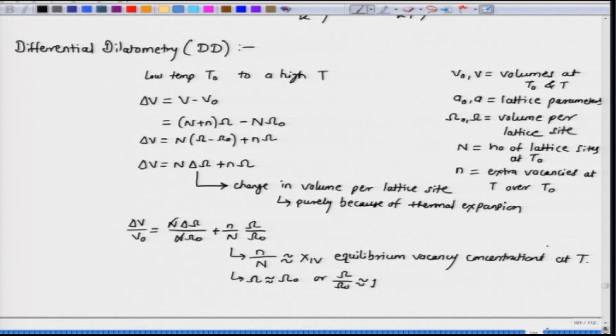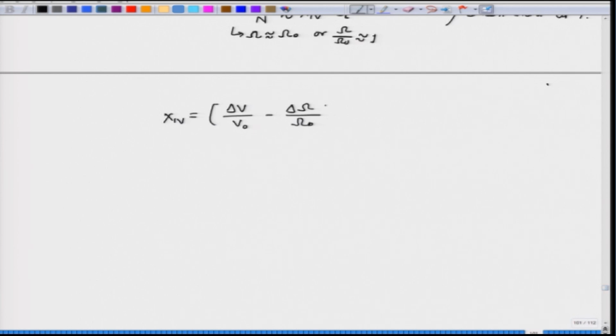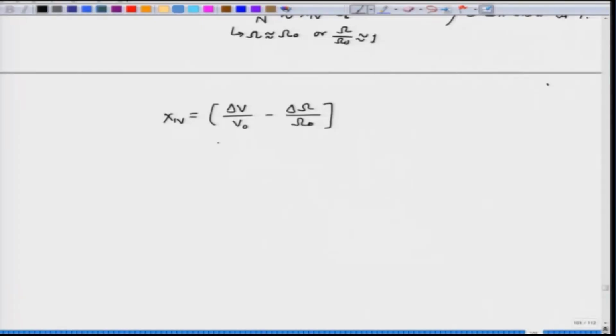So, if we rearrange, we get x1V equal to delta V over V 0 minus delta omega over omega 0. Now, the linear dimensions are easiest to measure. So, we can relate this delta V by V 0 or delta omega by omega 0 to the linear dimensions, and typically the relative change in volume is equal to approximately 3 times the relative change in linear dimensions.